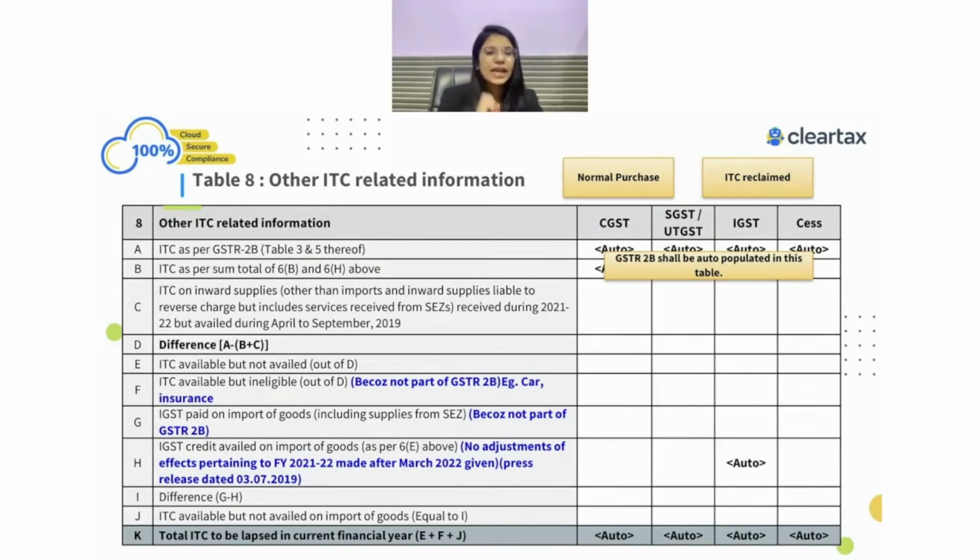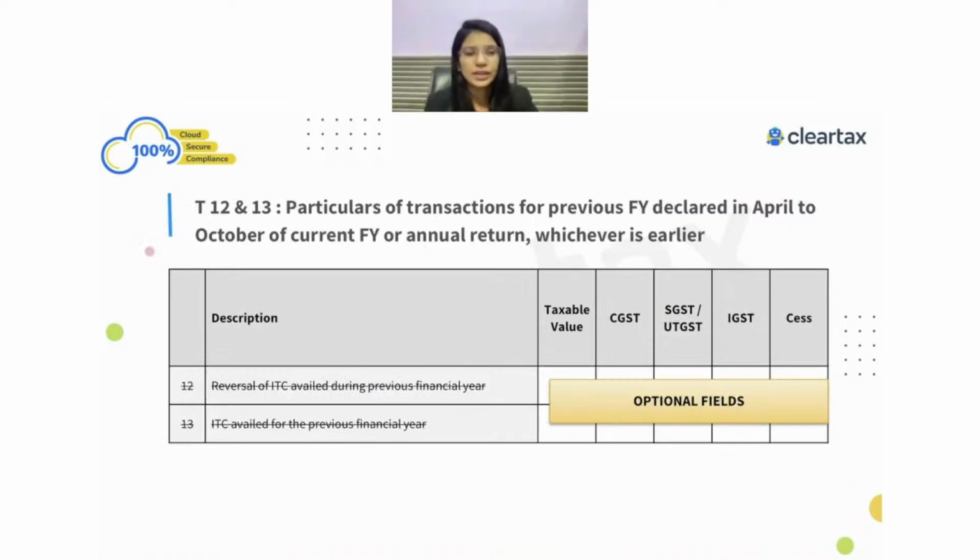Then there is ITC which is paid on the import of goods, which has to be shown under 8G, and whatever is reclaimed, you have to show it over here. So this was about table number 8, and then we have 12 and 13.